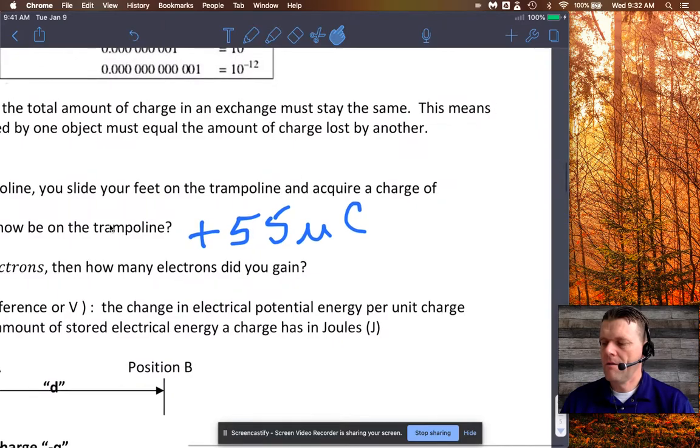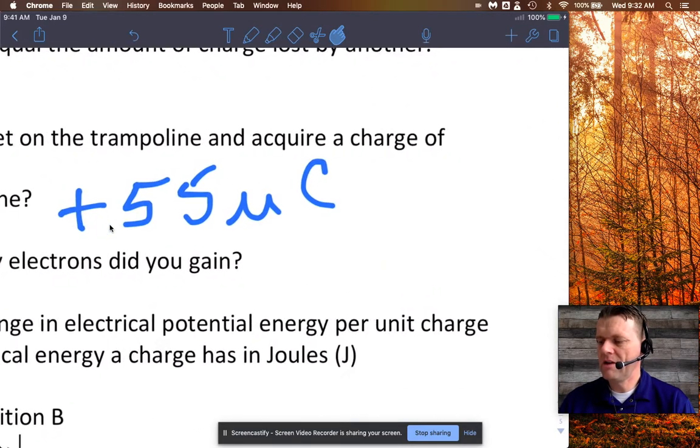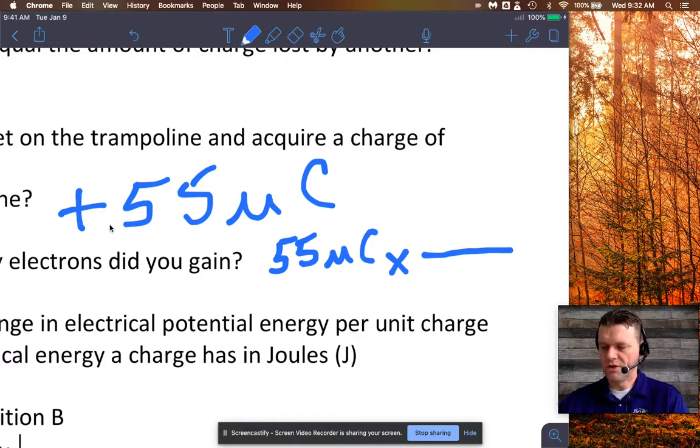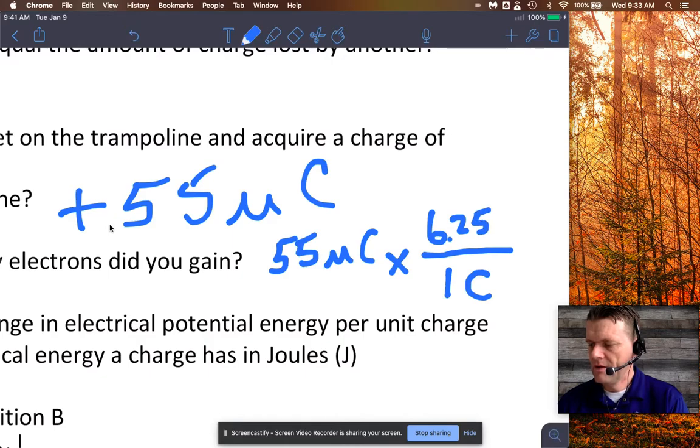The way I like to tackle these is to just do a simple conversion. You might want to set up a ratio if that helps you. But really, we have 55 microcoulombs, and we need to convert that into electrons. So what we do is we just set up a simple conversion fraction where we can say that in 1 coulomb of charge, there are 6.25 times 10 to the 18th electrons.